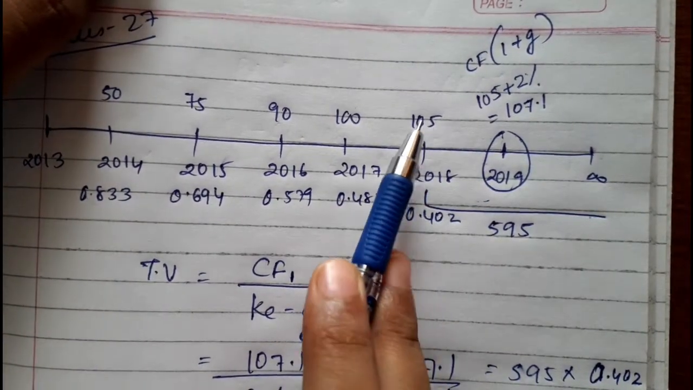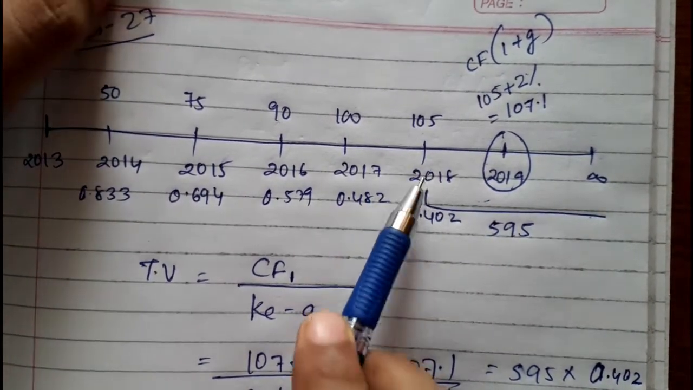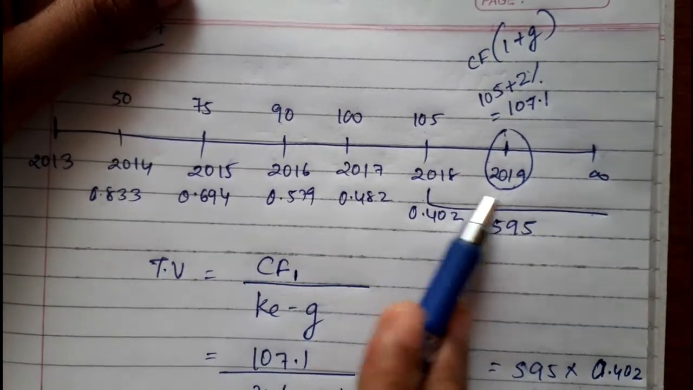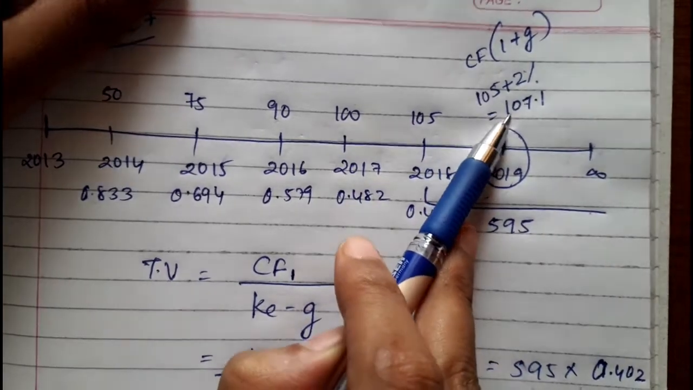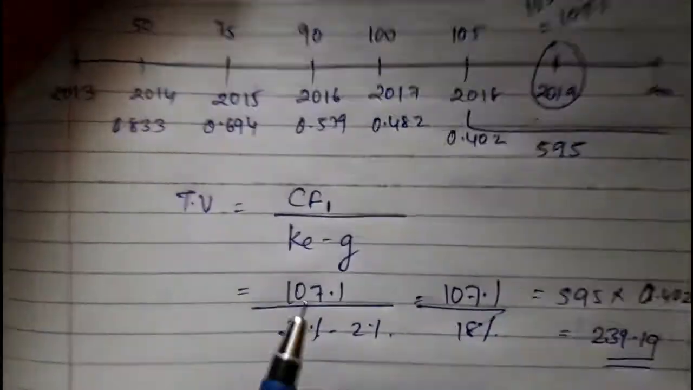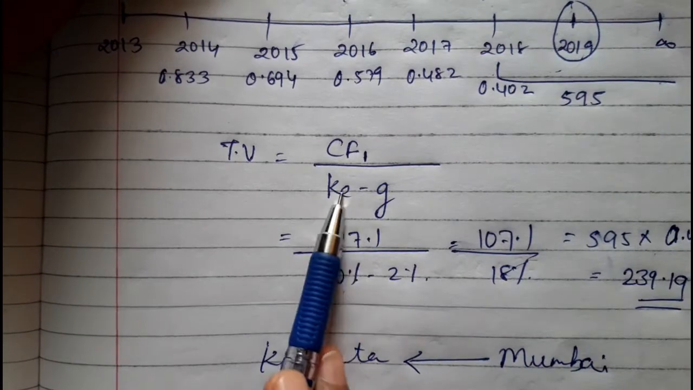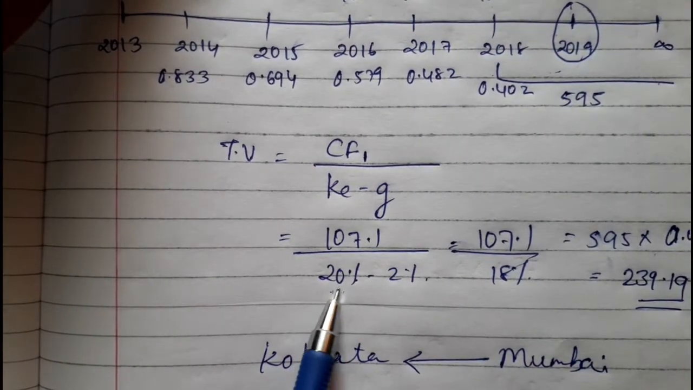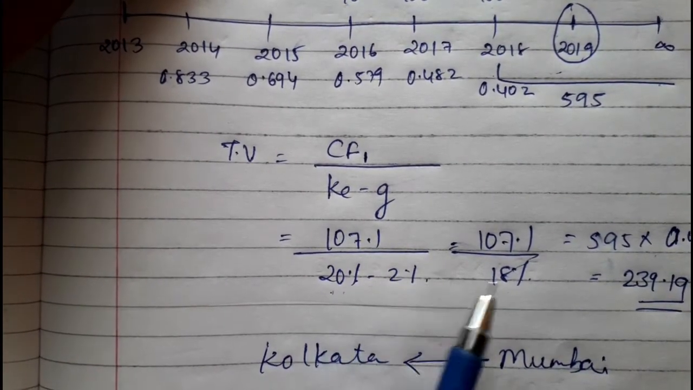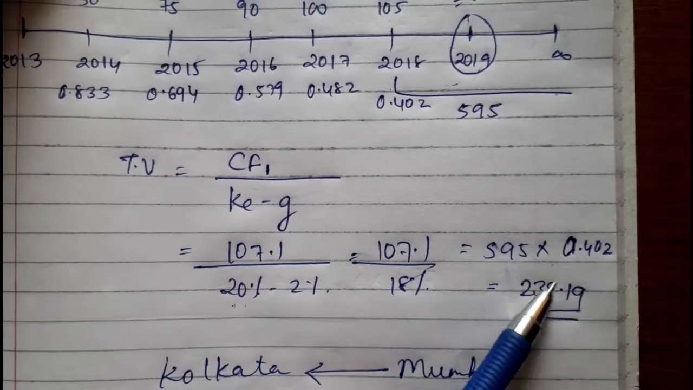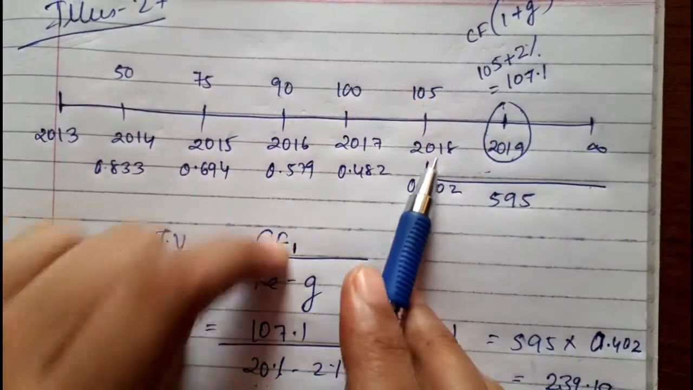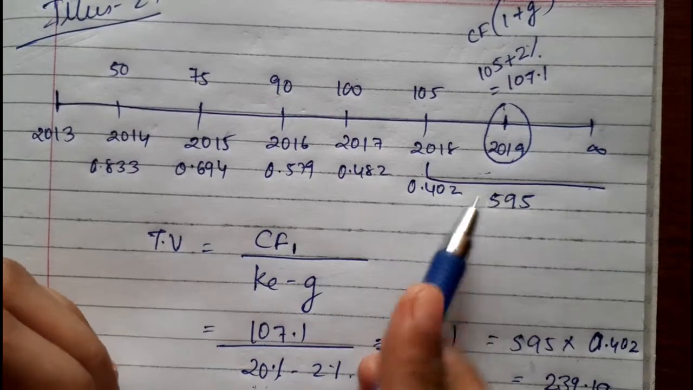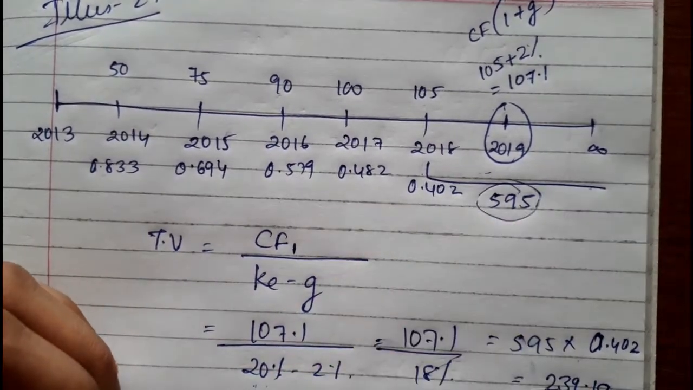If we know the cash flow of 105 of 2018, we can easily find the cash flow of 2019, that is CF1 plus G. So if you do, you'll get 107.1. Putting in the formula, K is 20% the discount rate, minus 2% the growth rate, we'll get 595. Okay, now we'll bring every one of them to the present value. We got the values up to this much, already given in the question. From 2018 onwards, we got the value 595 as a terminal value.